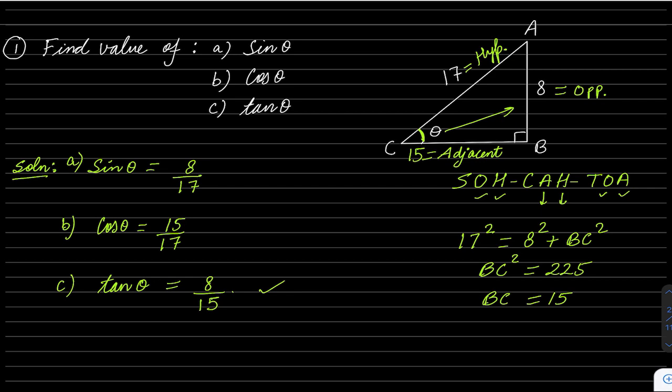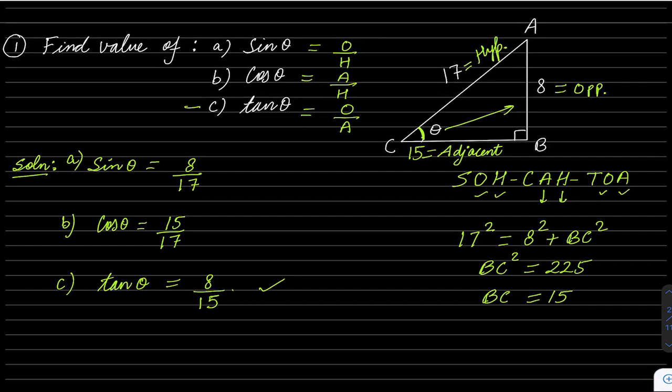Now, you might have observed one thing: if sine theta is opposite over hypotenuse, and cos theta is adjacent over hypotenuse, then tan theta is opposite over adjacent. You can see that tan theta is nothing but sine theta divided by cos theta. So you can remember this also for tan theta. If you divide O over H by A over H, what you will get? O over A.